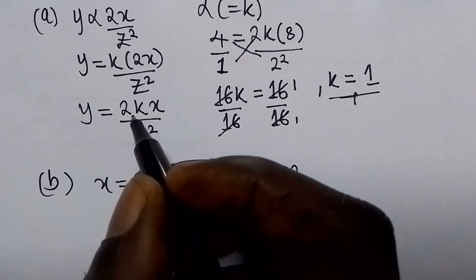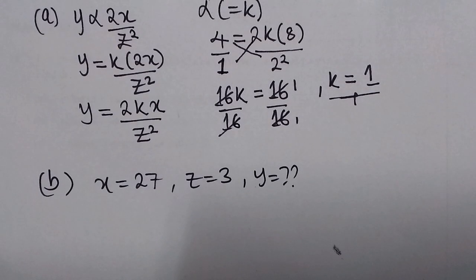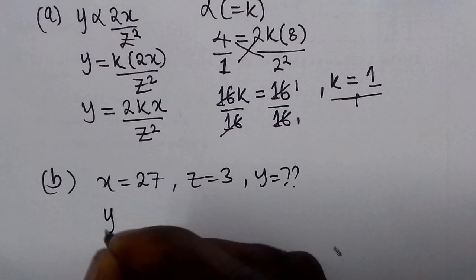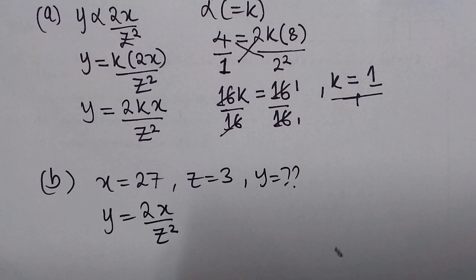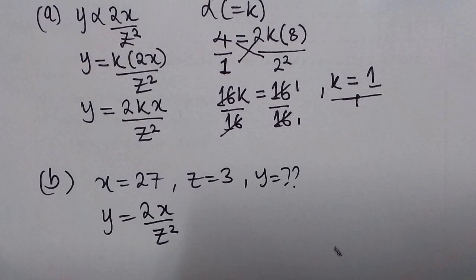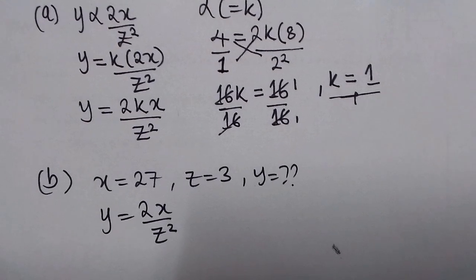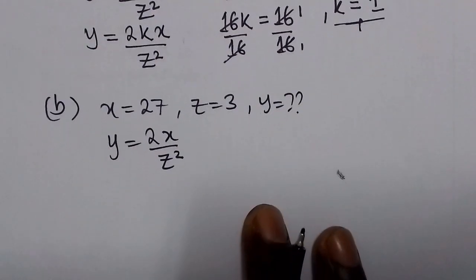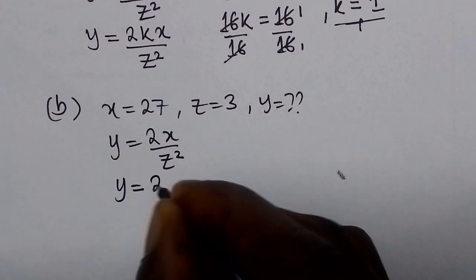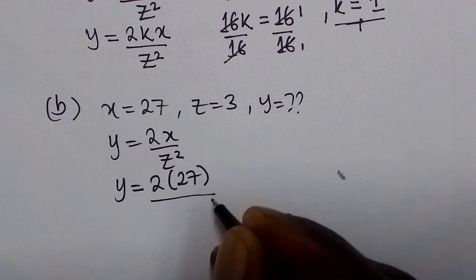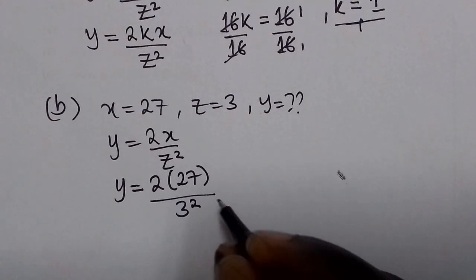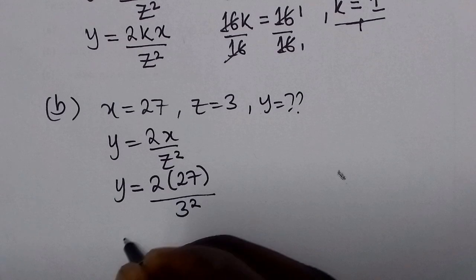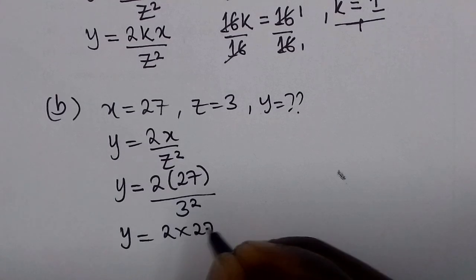And if you multiply 2 times 1, it just gives 2. So our equation is going to be y equal to 2x over z square. This is the equation that we're dealing with, because k is 1 and 2 times 1 is 2. So let's get y when x is 27 and z is 3. y is equal to 2 times 27 over z, which is 3, so 3 to the power 2. What is 3 to the power 2? 3 to the power 2 is 9. So this means we've got 2 times 27 over 9.